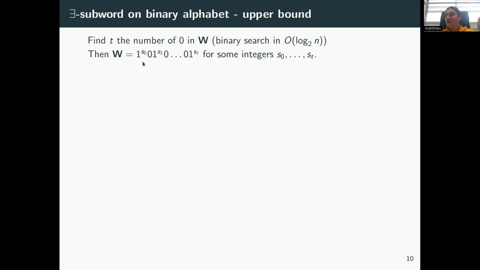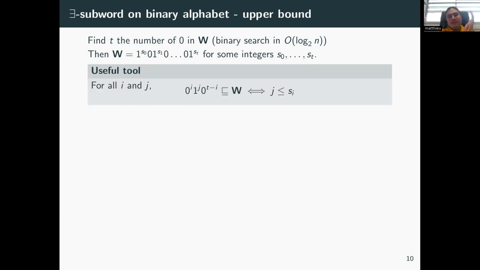And you know the number of zeros in W, and so this tells you that W looks something like this. There is a block of 1s of a length that you don't know, might be length 0, then a 0, then a block of 1s of a length you don't know, then a 0, etc., T times, where T is the number of zeros. So now your goal is just to determine the value of each of these Si, and then you will know the word W. And for this, we can use the following easy lemma.